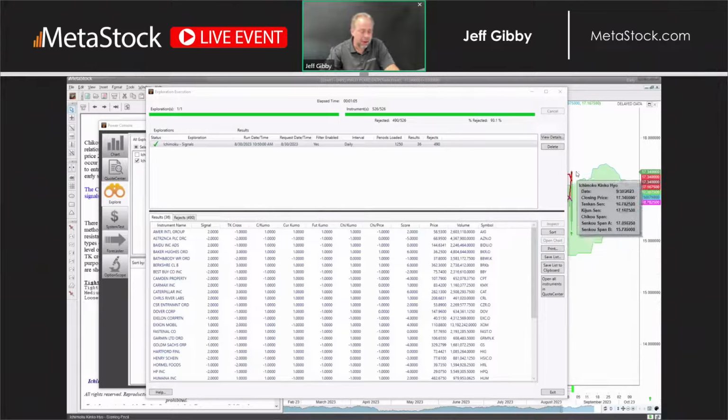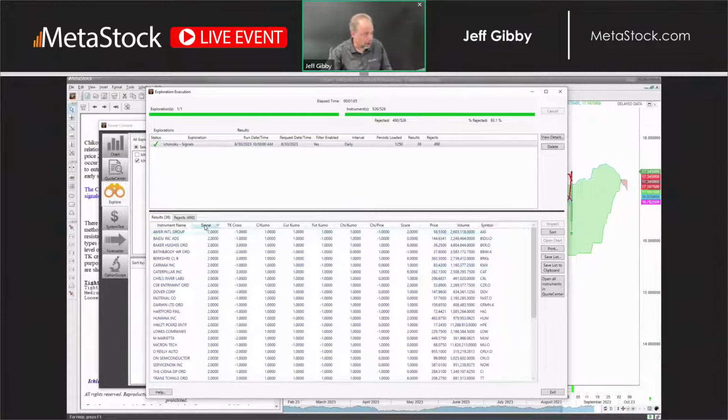The secondary would also be a Tenkan cross, which would give you a re-entry opportunity. So those are what those mean. Now, in terms of the signals, 2 means that you're a long initial entry. HPE is giving us that too. So 1 would be a re-entry signal.